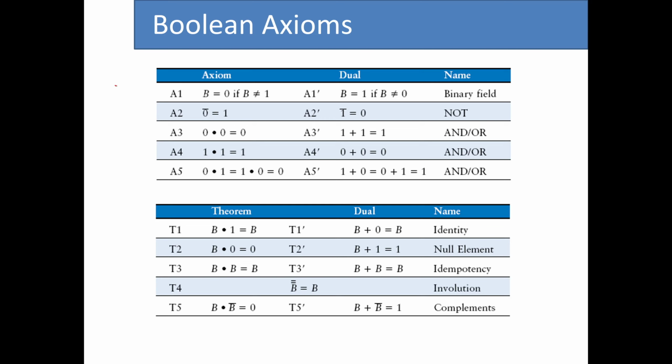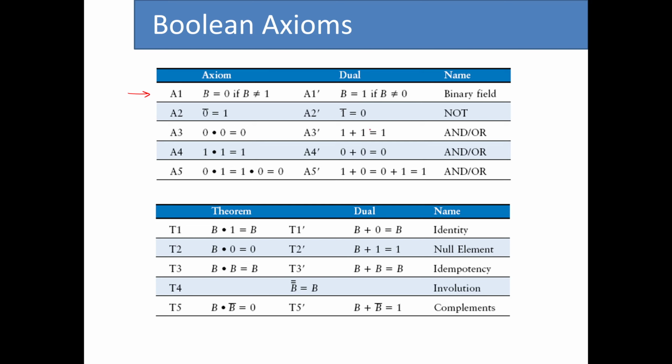The first axiom, which we call A1, states that B is 0 if B is not 1. B is the logic variable that can either be 0 or 1. The first one, which is called the binary field axiom, is very intuitive. B is 0 if B is not 1. Its dual says B is 1 if B is not 0. This is something that you can easily comprehend.